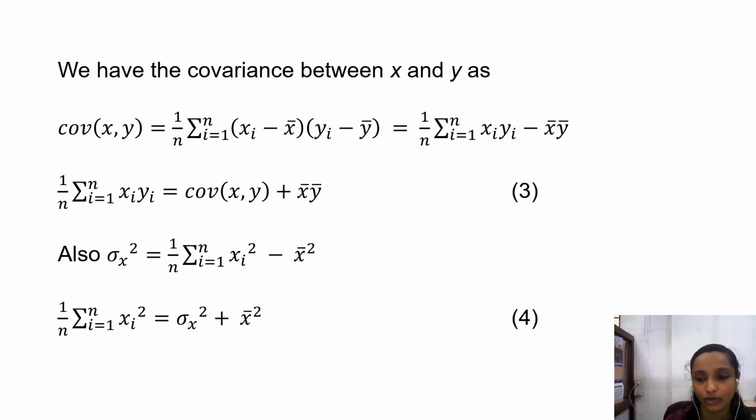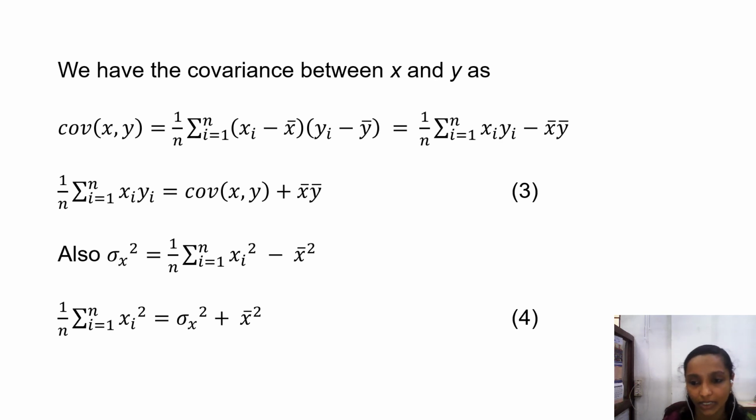So first we take the covariance between x and y, which is nothing but 1 by n summation (xi minus x bar) into (yi minus y bar). On expanding using the distributive law and on simplification, we will get the form as 1 by n summation xi yi minus x bar y bar. From this, we take 1 by n summation xi yi to one side and it will become covariance between x and y plus x bar y bar.